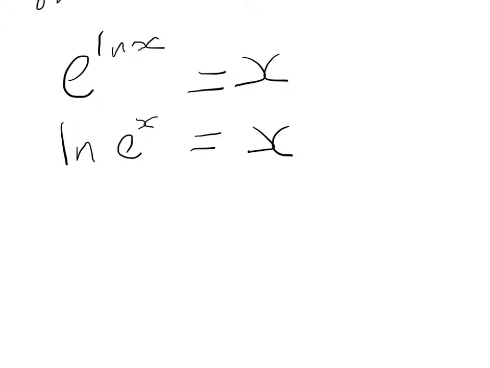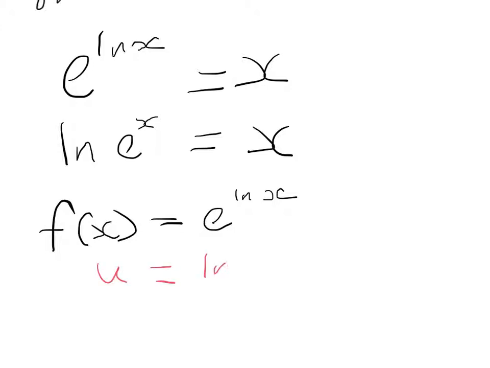So what I'm going to do is use the chain rule. We're going to have f of x equals e to the log x. Right? Now, we will realize that we're going to have two functions. One is e to the u, and one of them is log x. So u equals log x, and the function of u equals e to the u.